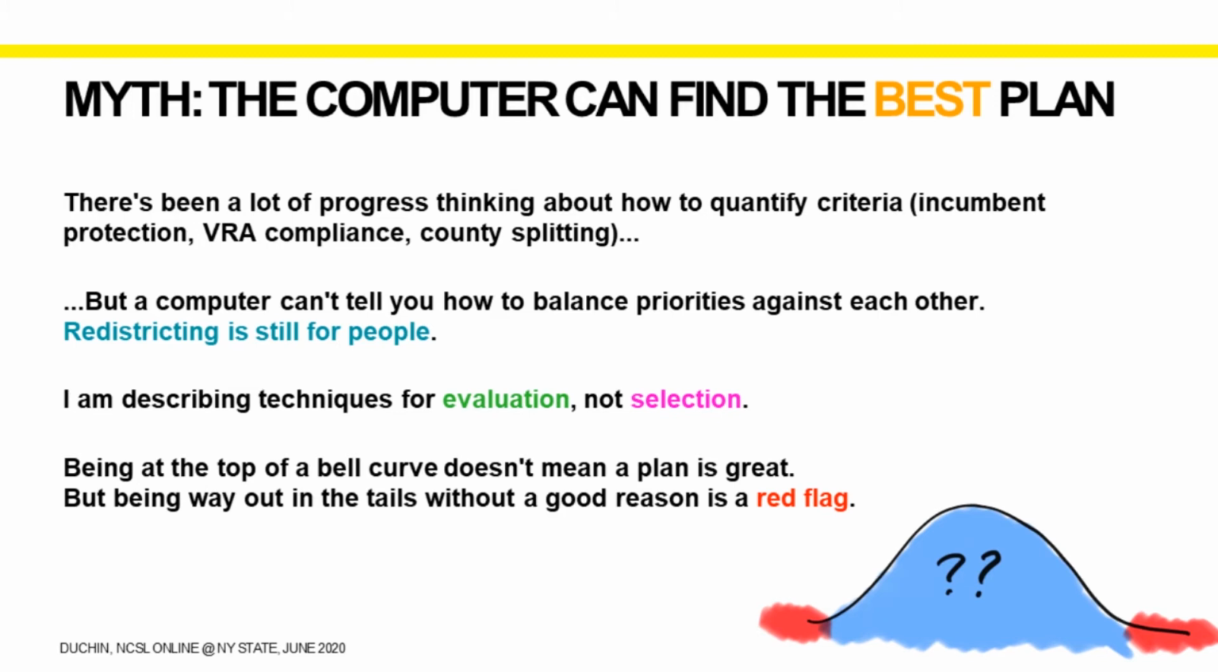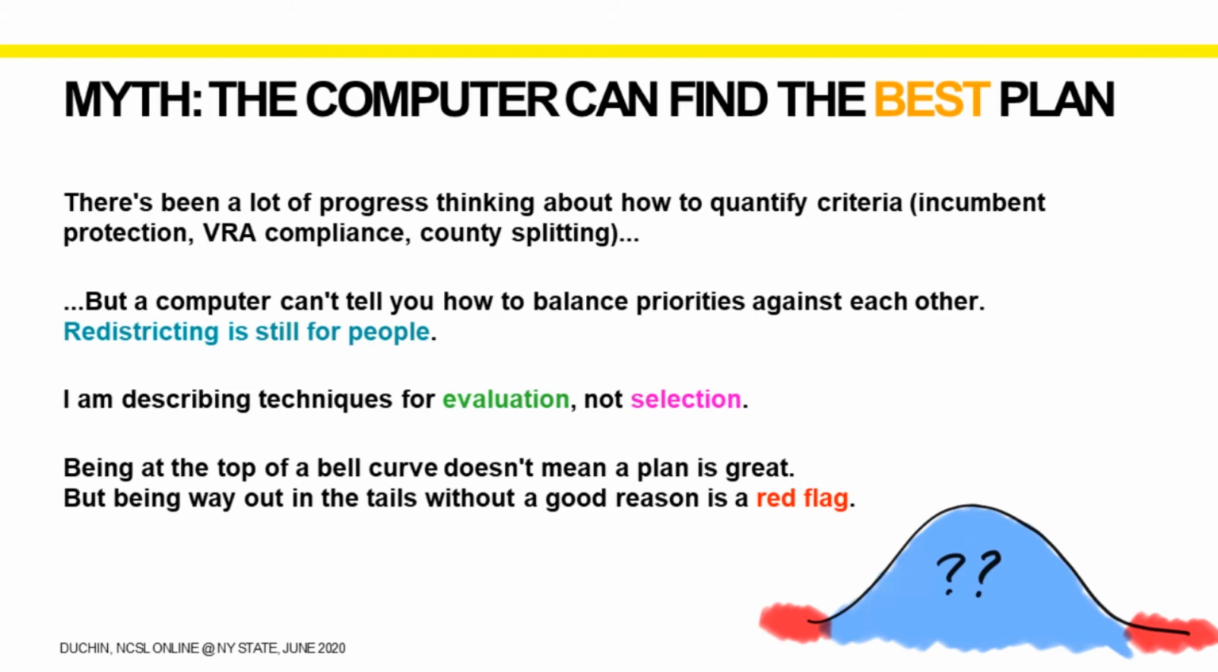There's been a lot of progress thinking about how to quantify criteria, thinking about double bunking or incumbent protection, thinking about VRA compliance, thinking about county splitting. But the computer can't balance those priorities against each other. And so for now, and I think forever, redistricting is still for people. It's still for people who think about the values and the criteria and what's important, and who really know the state, who understand the communities on the ground, and are thinking about those as they do the redistricting.